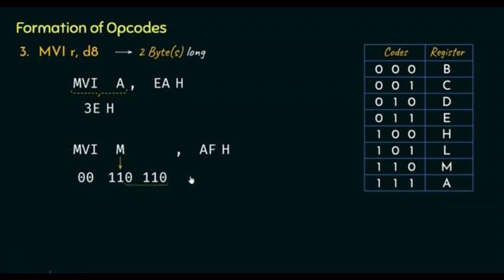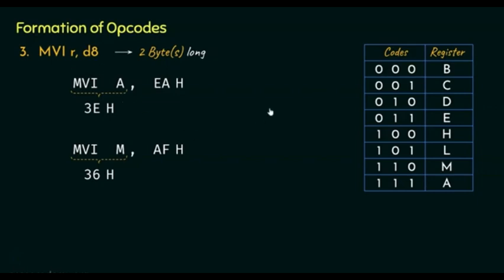Shall we group them now? So this is 0110, which is 6 in hexadecimal, and this is 0011, which happens to be 3 in both decimal and in hexadecimal. Therefore, the opcode for MVI M, AFH is 36H and the data of 8 bits which we are sending with the instruction itself. So, 8 bits and 8 bits, clearly 2 bytes. So this is how we can find out the opcodes for this type MVI R, D8.